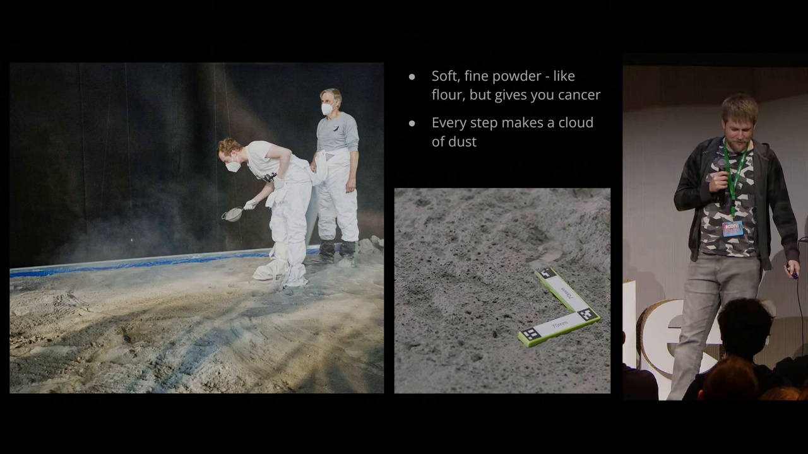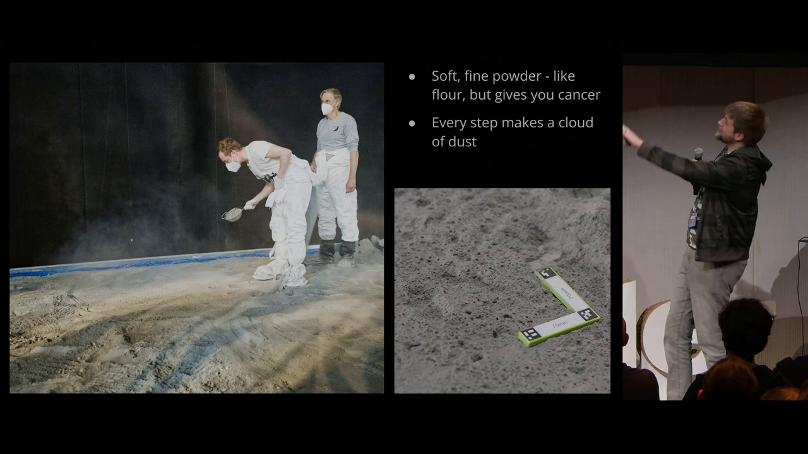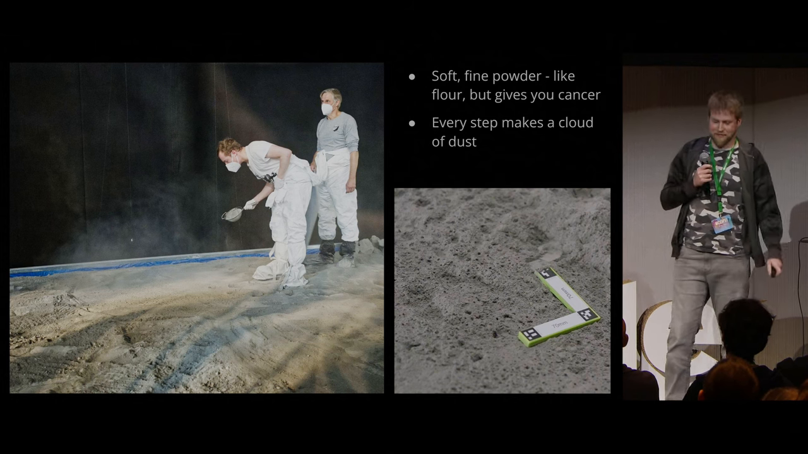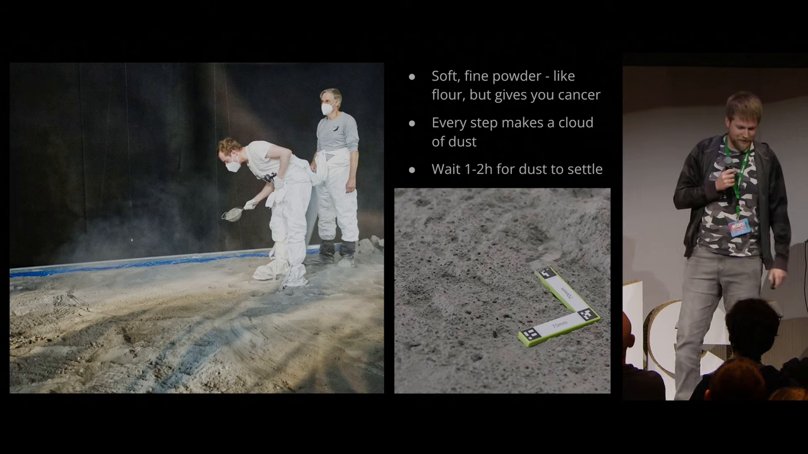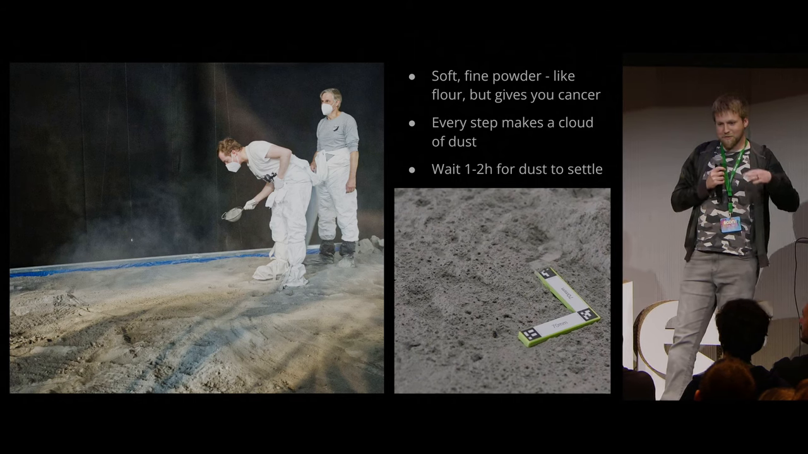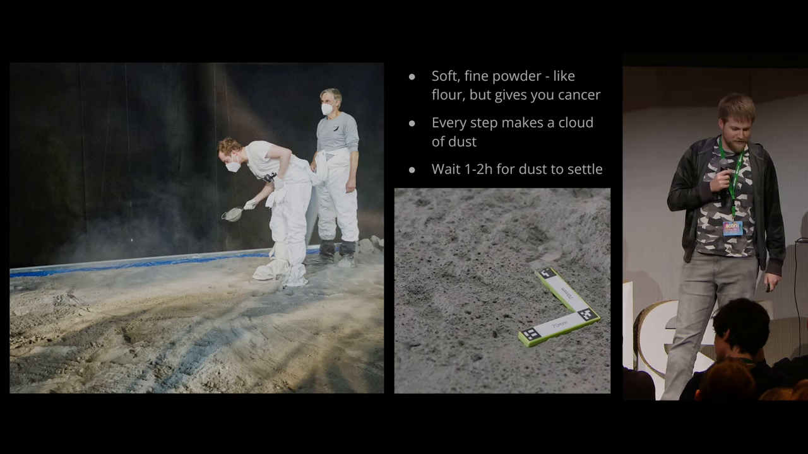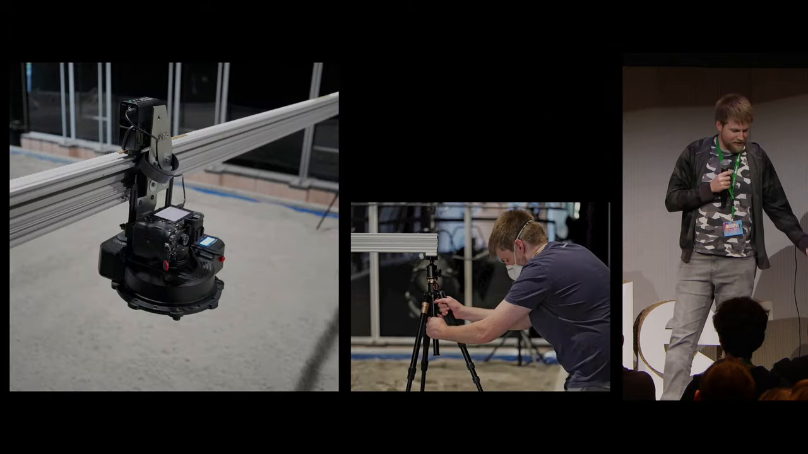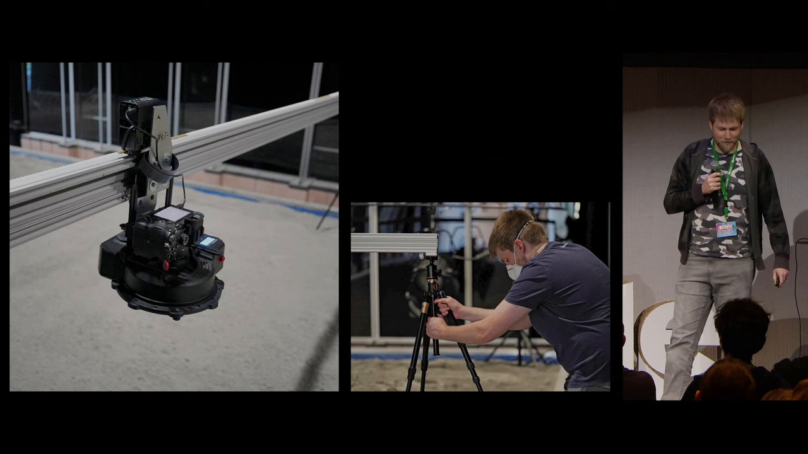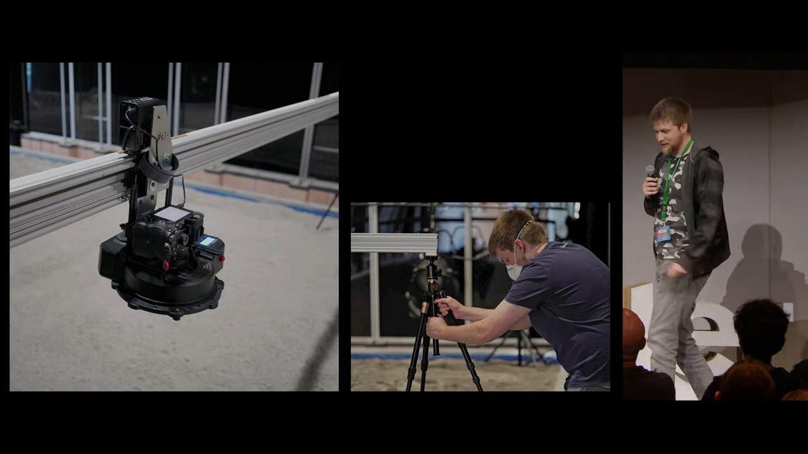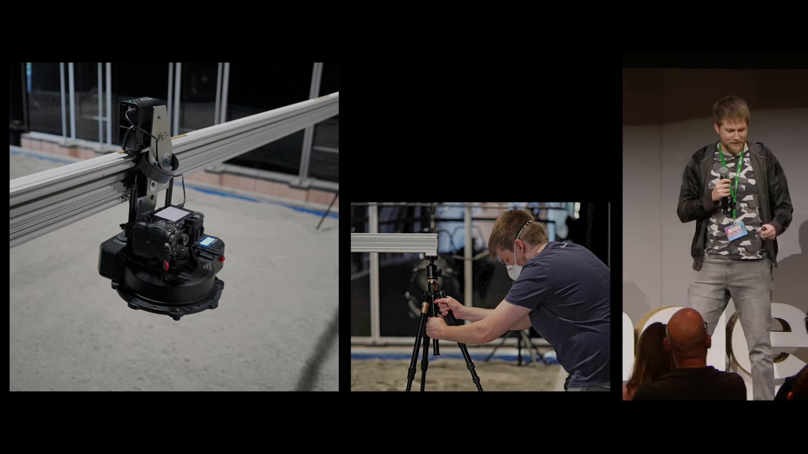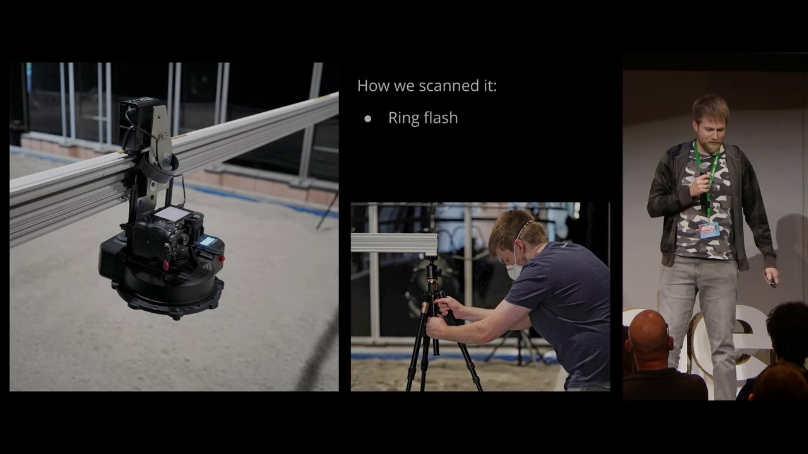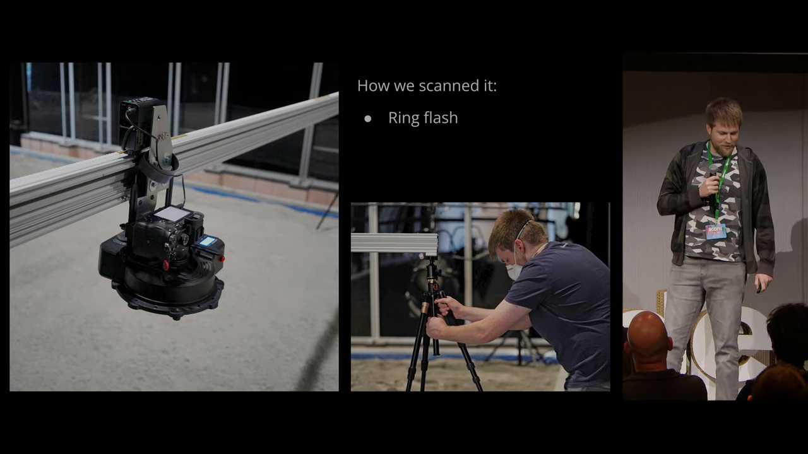And every time you take a step, you can see in that image there's big clouds everywhere, which you kind of have to deal with and keep your cameras far away. And then you have to wait an hour or two for that dust to settle. But once that's happened, you can basically photoscan it. So we built this rig that does most of the hard work for us so that we don't have to walk around making dust the whole time. And we basically just stand there for 2.5 hours waiting for the robot to do its job.